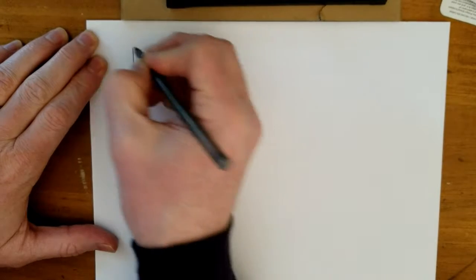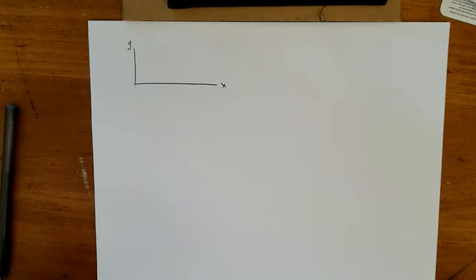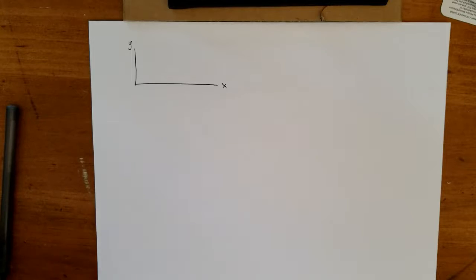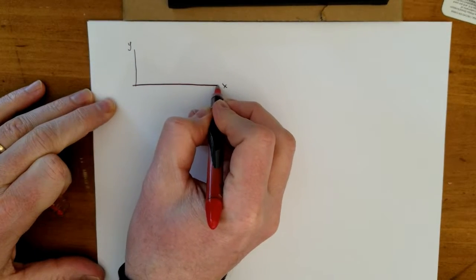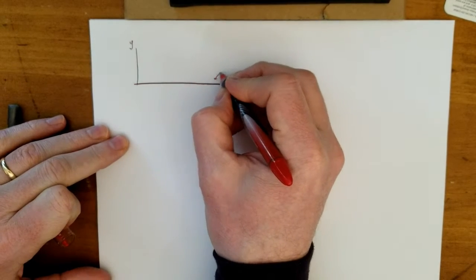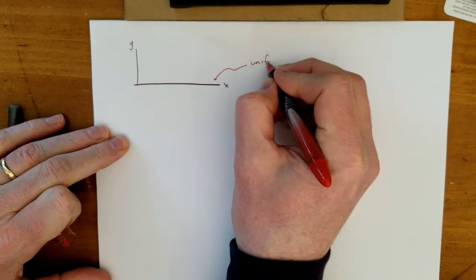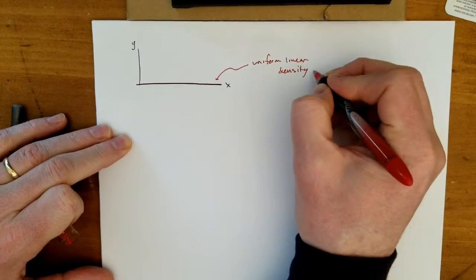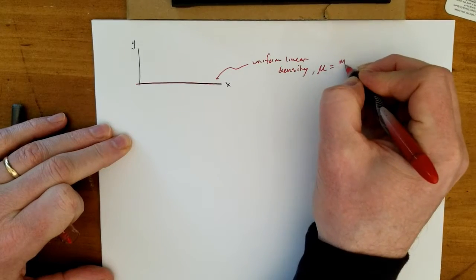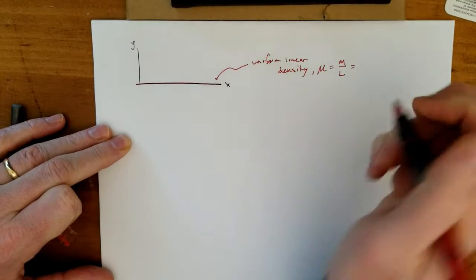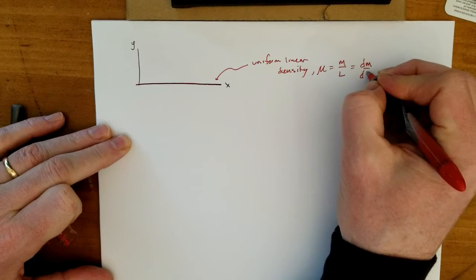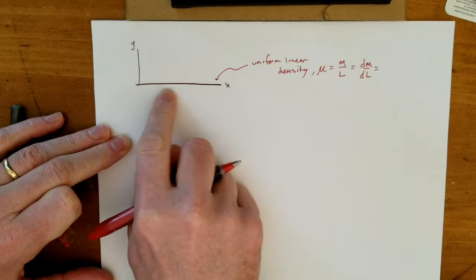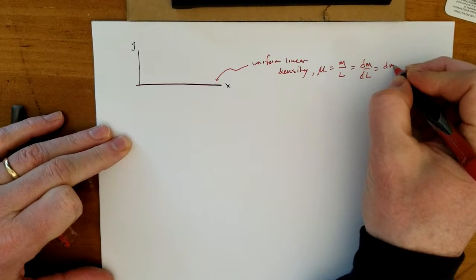Imagine I've got some sort of XY coordinate system here, and I have some sort of linear material floating along the x-axis. The linear material here we assume has a uniform linear density, mu, which is just mass divided by length. Since it's uniform, that should also be equal to the differential dm/dl, or since our length is in the x direction, dm/dx.